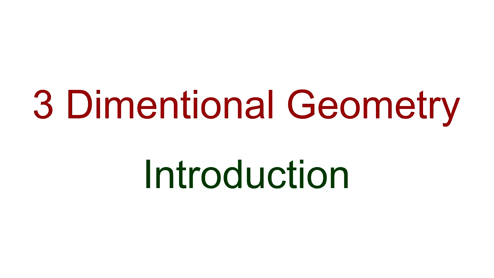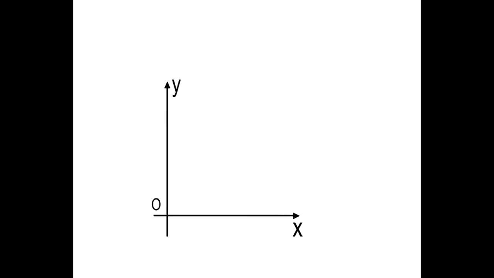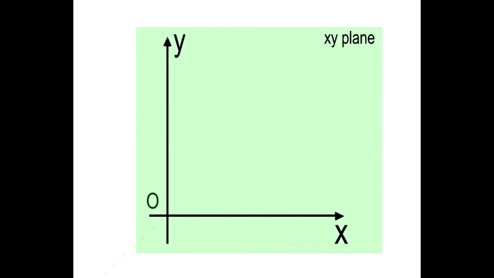To learn three-dimensional geometry, you must have a good understanding of two-dimensional geometry. In two-dimensional geometry, the coordinate system has two axes, the x-axis and the y-axis. The two axes are in the xy plane. The simplest element whose position can be defined by the coordinate system is a point that lies in the xy plane. We will call it point P.